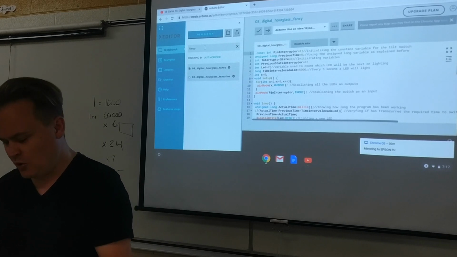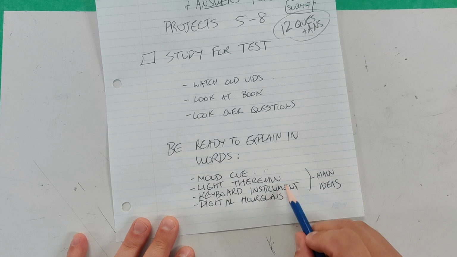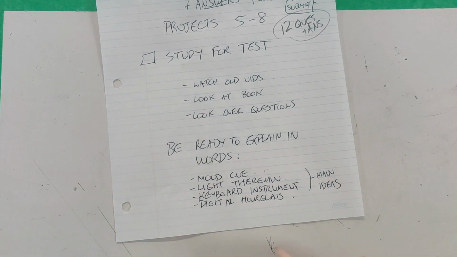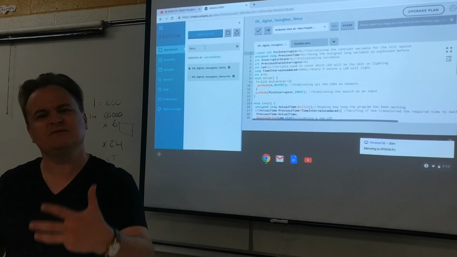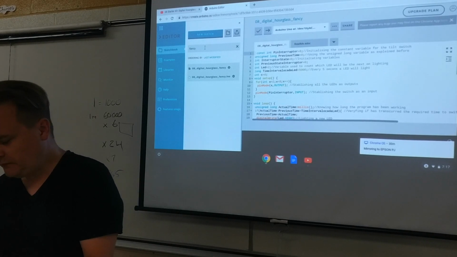So you're going to have to go back and review them. What was the new thing we used there? We used a servo. And what were some of the cool things we did with that? What was the new thing about the theremin? What was the new stuff about the keyboard instrument, the ladder, right? What about the digital hourglass? What was new about that? Well, we used millis. And then kind of explain that, right? And be ready for that.